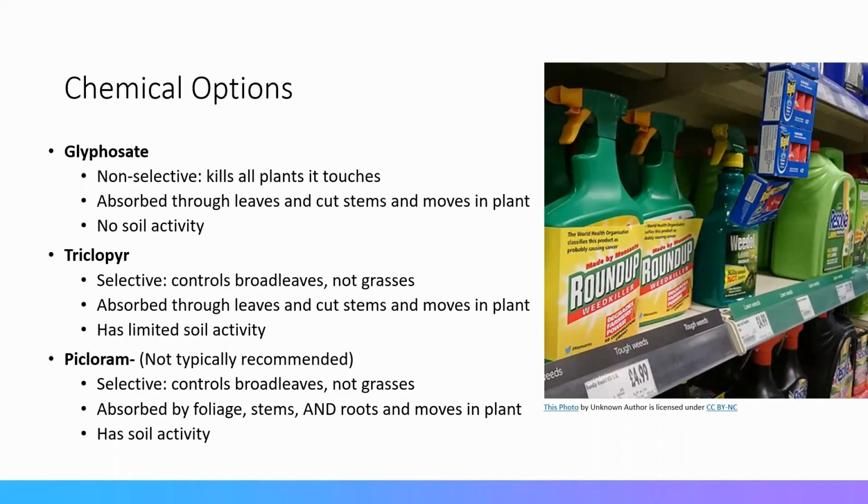Glyphosate, this is a non-selective herbicide. Basically, whatever it touches, it will kill if it's a plant. Now, it has to touch living plant cells. If the plant is dormant and you spray it on it, it won't do anything. It is absorbed through the leaves.